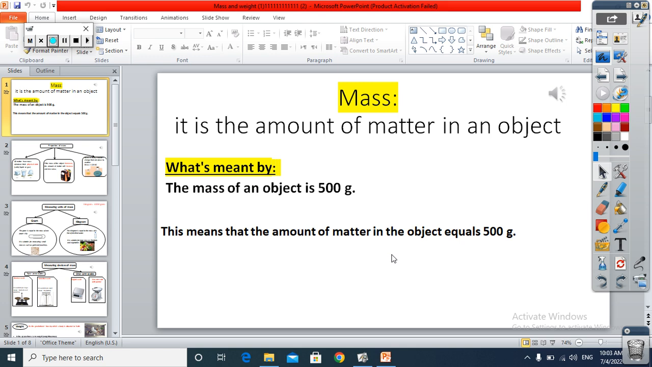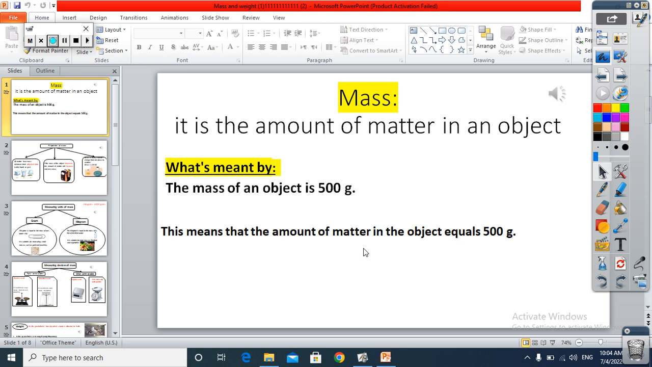Now we will start with the first lesson in primary 6, which is mass and weight. Now, can you tell me what is meant by mass? We studied the concept of mass in primary 4. Can you remember?